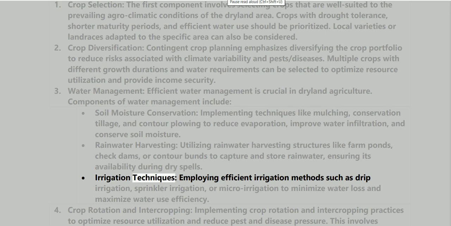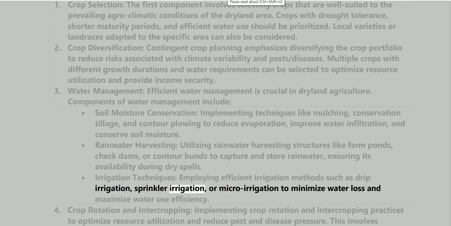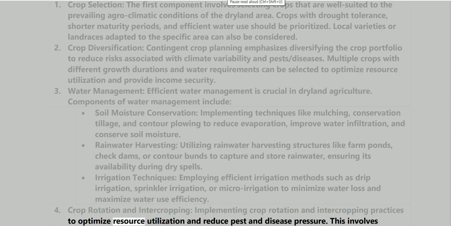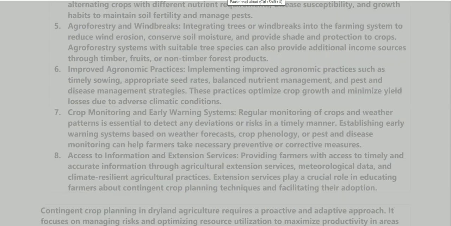Irrigation techniques, employing efficient irrigation methods such as drip irrigation, sprinkler irrigation, or micro-irrigation to minimize water loss and maximize water use efficiency. 4. Crop rotation and intercropping, implementing crop rotation and intercropping practices to optimize resource utilization and reduce pest and disease pressure. This involves alternating crops with different nutrient requirements, disease susceptibility, and growth habits to maintain soil fertility and manage pests.